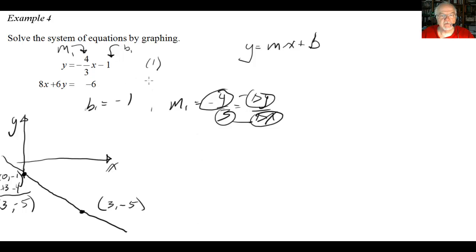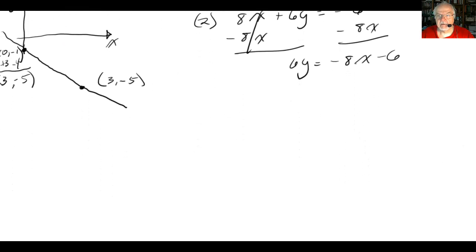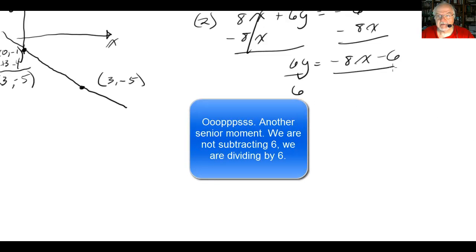Unfortunately, equation number 2 is not so readily apparent since it's in standard form, so we convert it to slope-intercept form. Not a big deal. We start by copying it over: 8x plus 6y equals minus 6. Let's get rid of the 8x by subtracting it on both sides. That goes away because it's 0. That's 6y equals minus 8x minus 6.